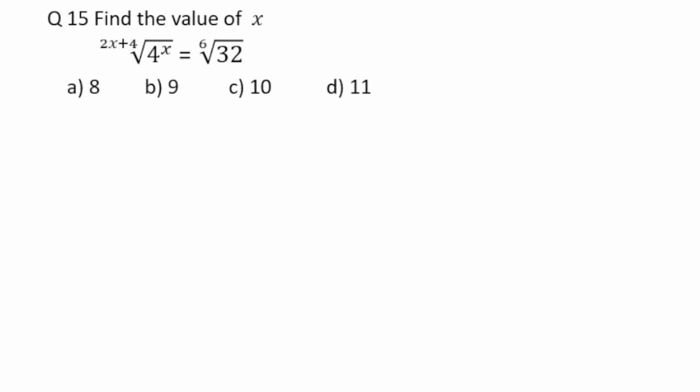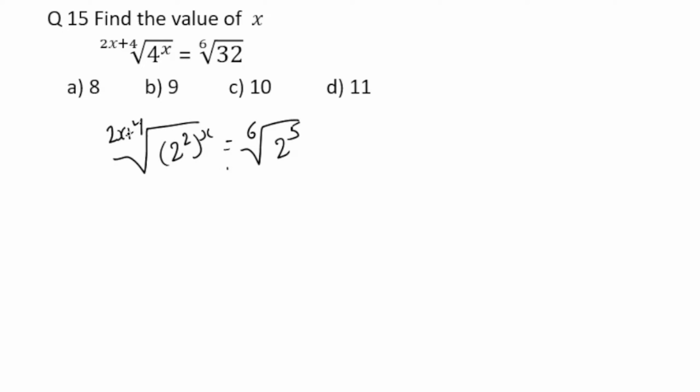Now move to question number 15. The 4th root of 4 to the power 2x plus, equals the 6th root of 32. We have to find the value of x. The 4th root is the power 1 over 4. We can write 4 as 2 square, and we can write 32 as 2 to the power 5.